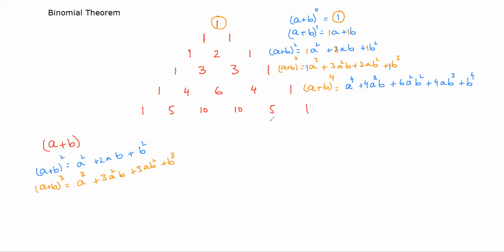Now look at this. I'll be expanding a plus b to the power 5 without any formula. So this will be a raised to power 5 plus 5 a raised to power 4 b plus 10 a cube b squared plus 10 a squared b cube plus 5 a b raised to power 4 and then plus b raised to power 5.